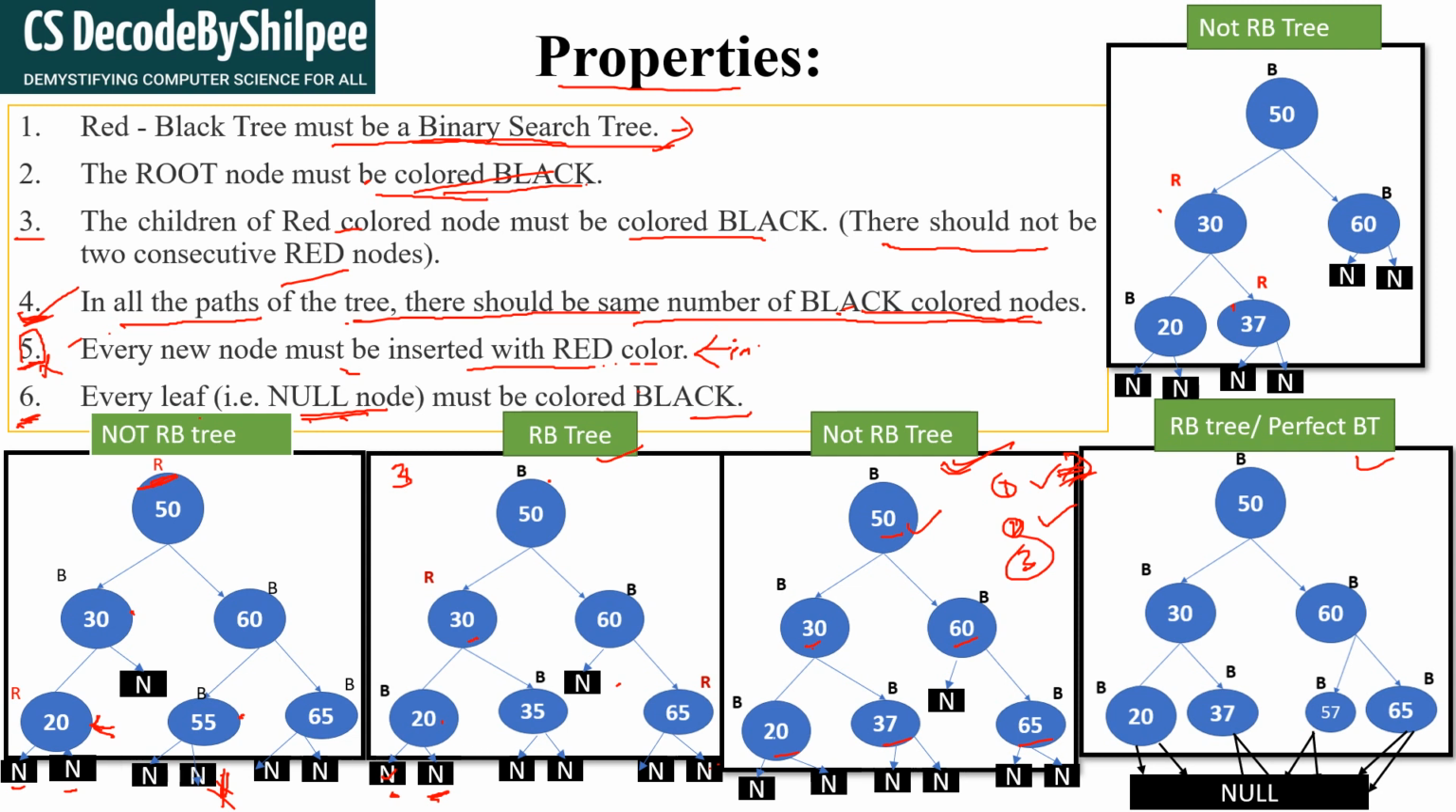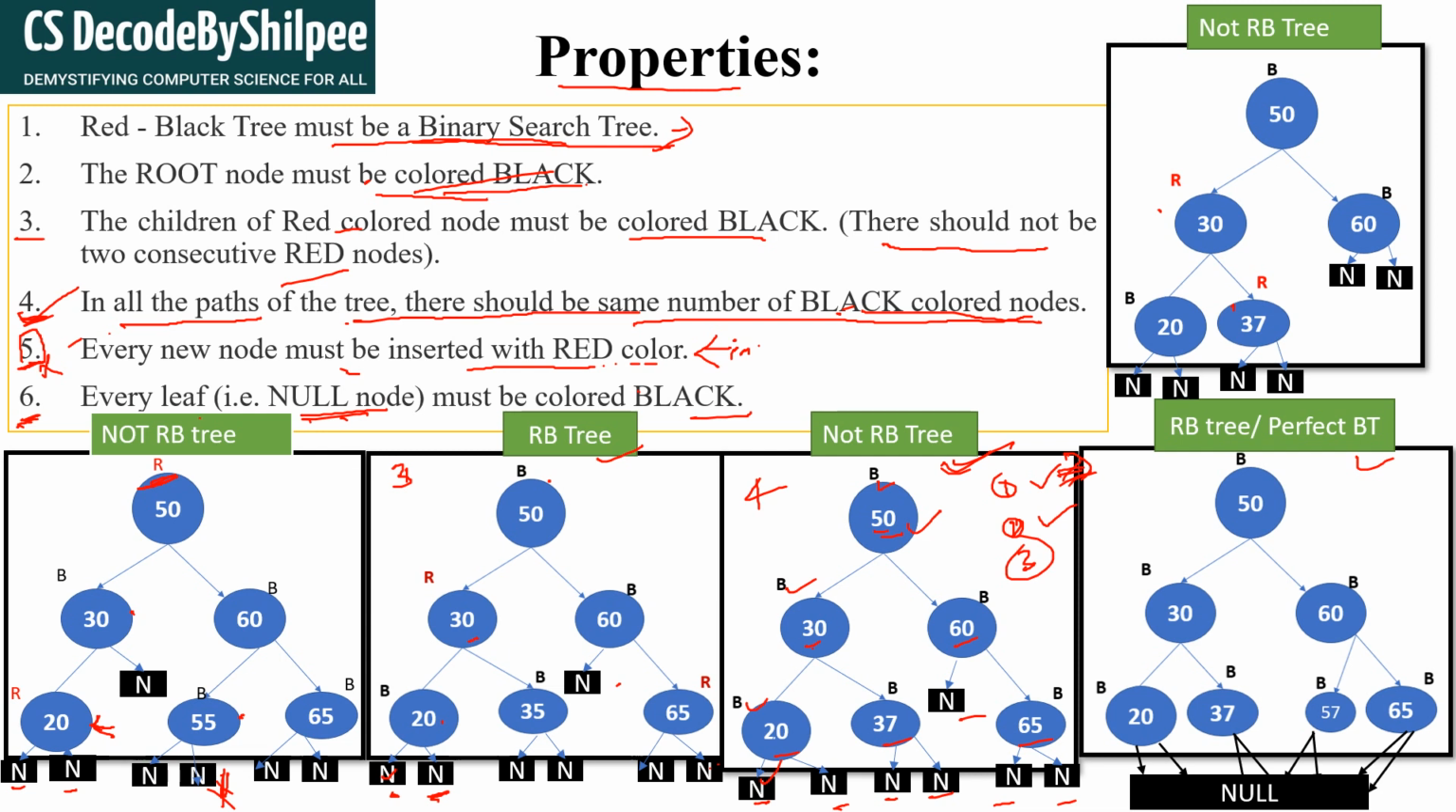Fourth says that in all the paths, the number of black colored nodes should be the same. So now we'll check how many paths there are. 1 path, 2 path, 3 path, 4, 5, 6, 7 paths. Now we'll check whether all 7 paths have the same number of black nodes or not. So 1 black node, 2 black nodes, 3 nodes, 4 nodes. So this path has 4 black nodes.